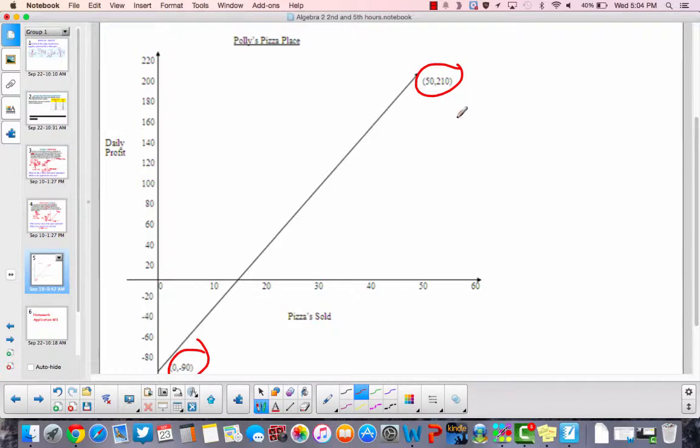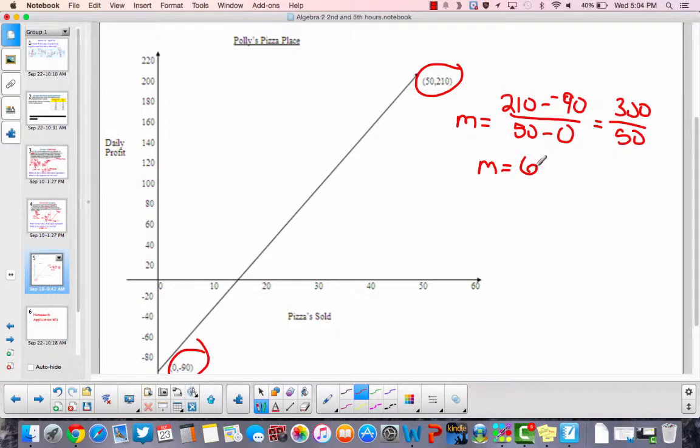Okay, have you had a chance to find the slope? So you get m equals 210 minus negative 90 over 50 minus 0. That's a negative 90 up here. That becomes 300 over 50. So my slope is 6.